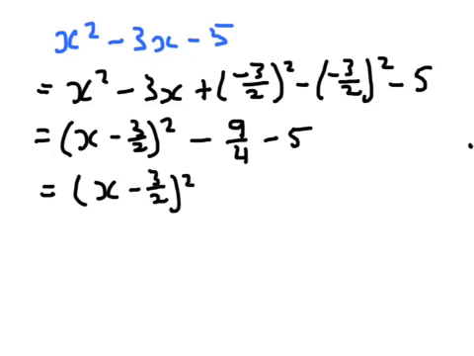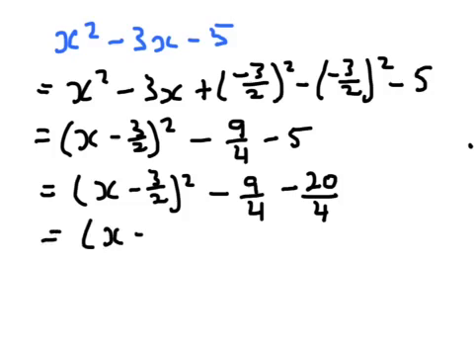And I want to treat 5 in terms of quarters. So to do that, I simply times 5 by 4 to get 20 and write it over 4. And you can see that -20 on 4 is indeed -5, I hope. So tidying that up a bit, we get (x - 3/2) all squared minus 29 on 4.